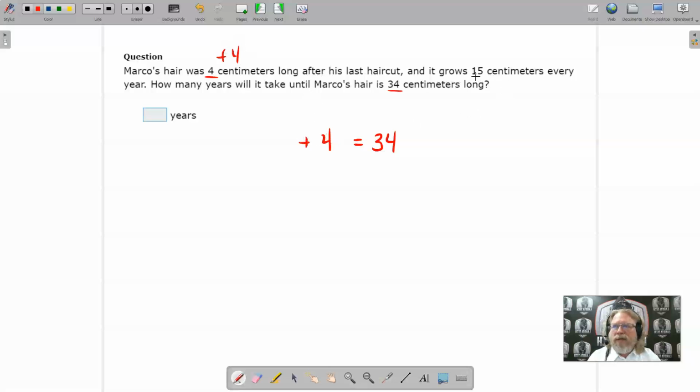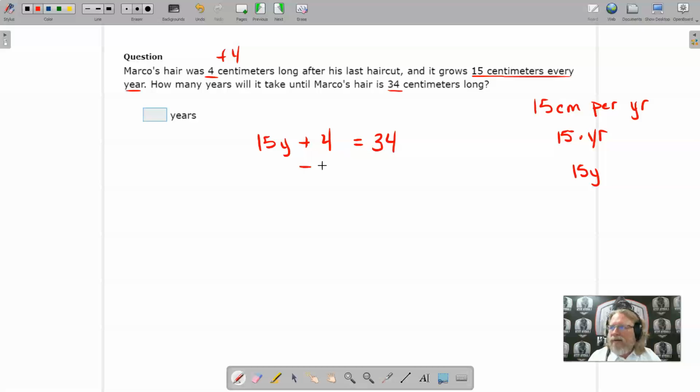And now, what about the rest of it? Well, we know that it grows 15 centimeters every year. Or another way of saying this is 15 centimeters per year. Or another way to look at this is 15 times 1, 15 centimeters per year. And we want to know years. Years is the unknown. So actually I should put 15 per year, per 1 year. Or we could just use Y for years. So let's do that. We'll call that 15Y. So he gets 15 centimeters per year. So we have 15Y. It's already 4 centimeters long. At what point will it equal 34 centimeters?